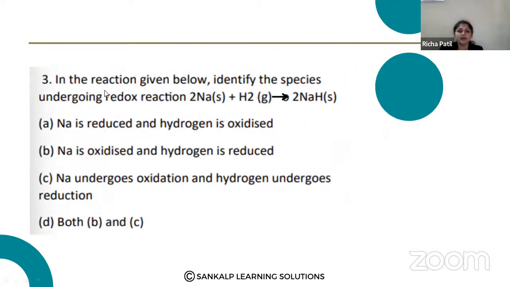Next, in the reaction given below, identify the species undergoing redox reaction. The reaction is 2Na plus H2 gives you 2NaH. I have given the rules. Based on the rules, first thing you have to do is write the oxidation states or oxidation numbers of Na, H2 and NaH, and then you see which is undergoing oxidation and which is undergoing reduction.